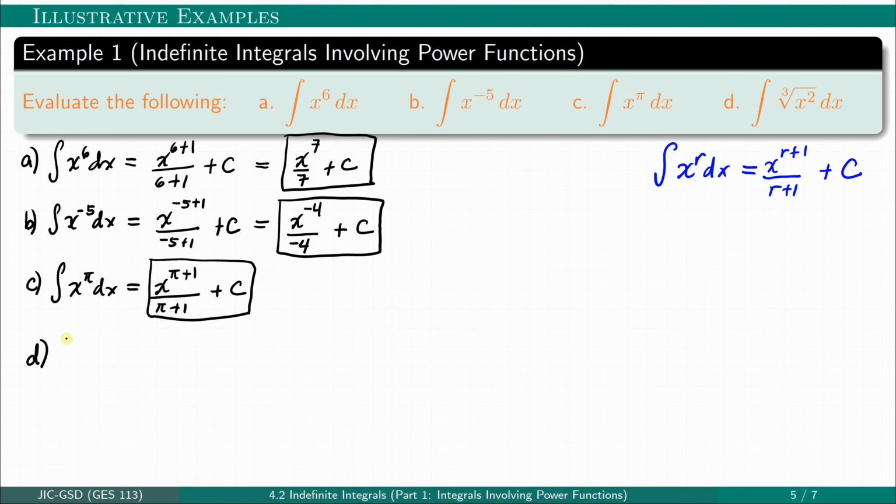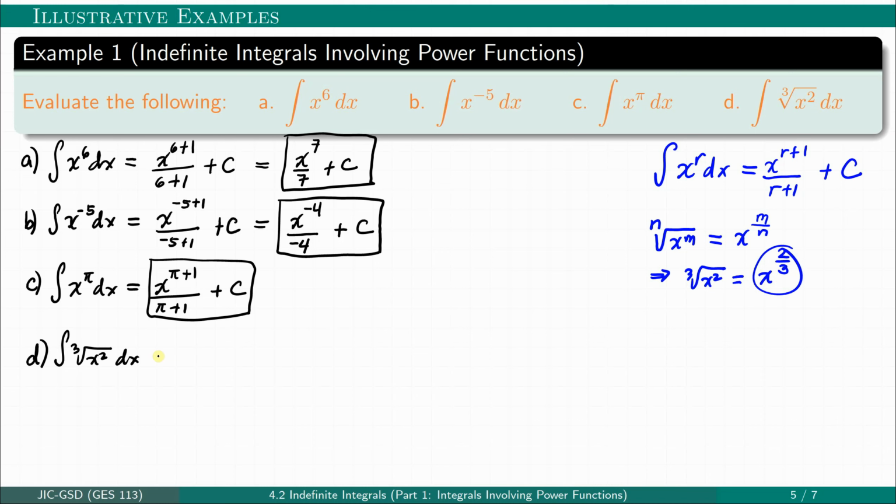For the fourth one, we have the integral of the cube root of x squared dx. For this example, we need this rule which says that if you have the nth root of x raised to m, you can rewrite this as x raised to m divided by n. So the cube root of x squared now will be written as x raised to 2/3.